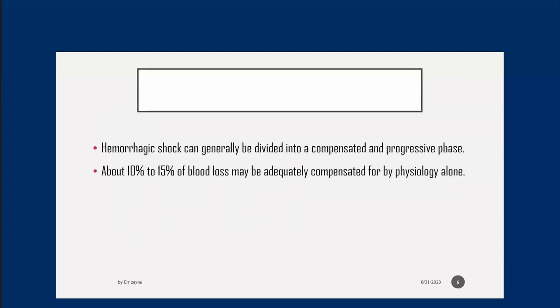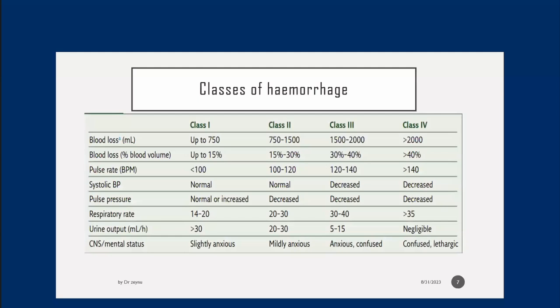Hemorrhagic shock can generally be classified into compensated and decompensated, and about 10 to 15% of blood loss may be adequately compensated by physiology alone. This is a good thing. We have 4 classes of hemorrhage based on the estimated amount of blood loss as well as different vital sign parameters. In class 1, we expect blood loss up to 15% or 750 ml, class 2 up to 1.5 liters or 30% of the whole blood, class 3 up to 2 liters, and class 4 more than 2 liters.